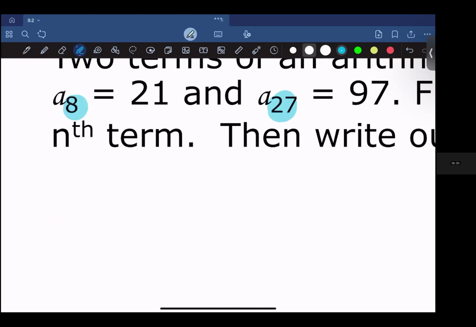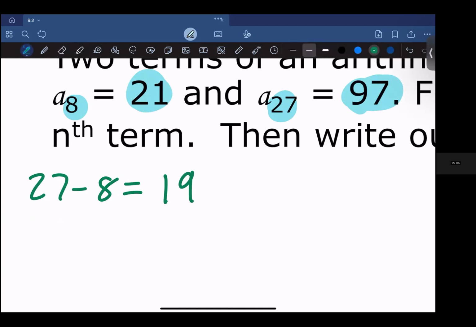So right here, I have a of 27 and a of 8, right? So I'm going to take 27 and subtract 8, and that's going to give me 19. Next step, I'm going to take the product, I guess we could call it the product, of both of those, and then subtract those as well. So I have 97 minus 21, which is going to be equal to 76.